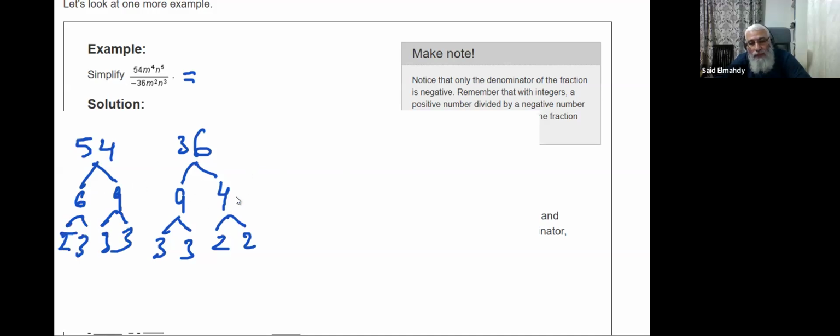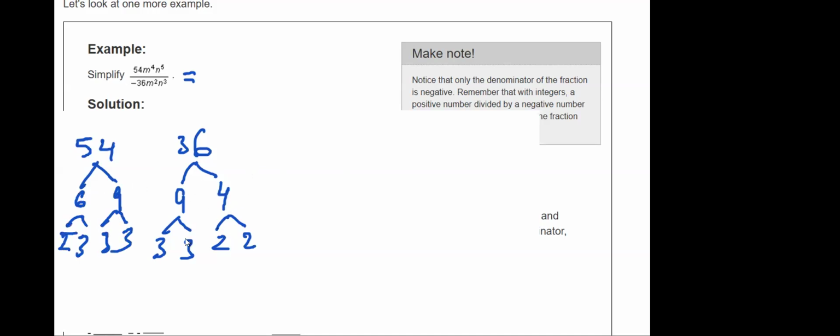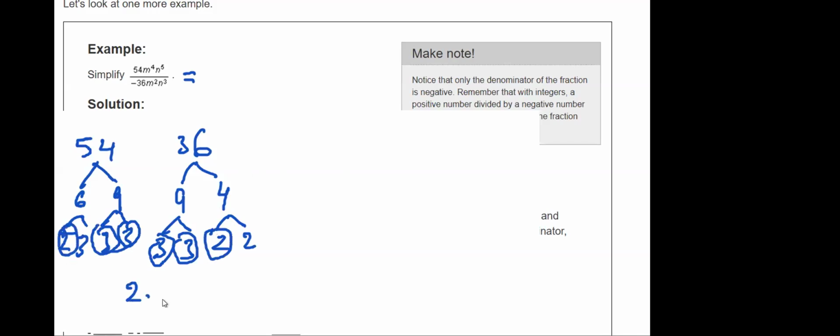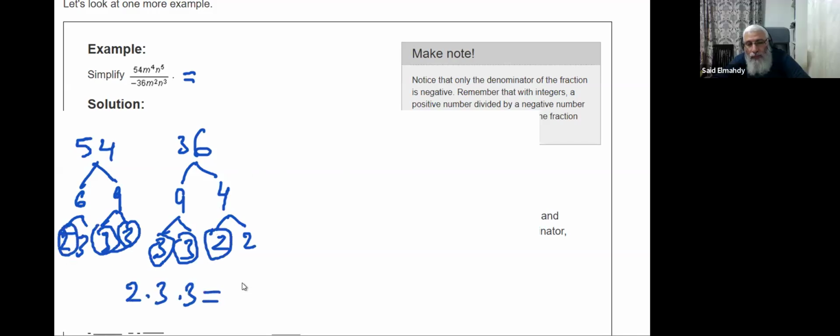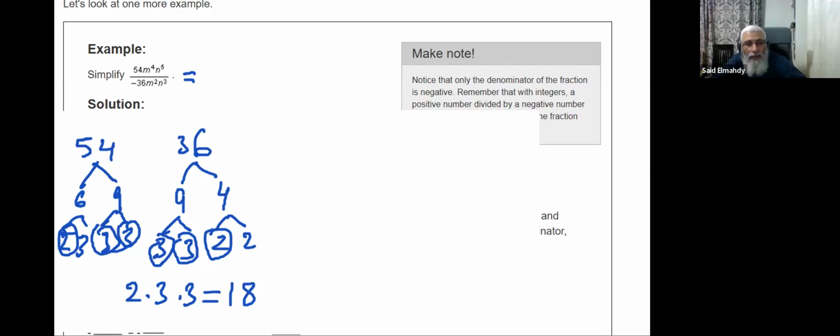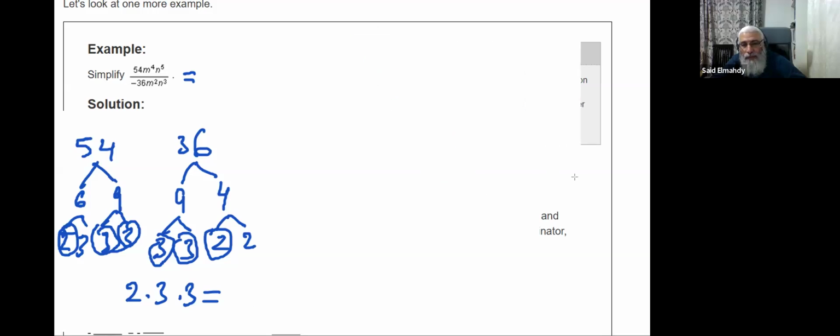What is common between this and this now? Well, 3 multiplied by 3 is common, and 1 two is common. So 2 multiplied by 3 multiplied by 3. This is equal to what number? That is equal to 18. So we divide both numbers by 18. You can divide 54 by 18 and divide 36 by 18.